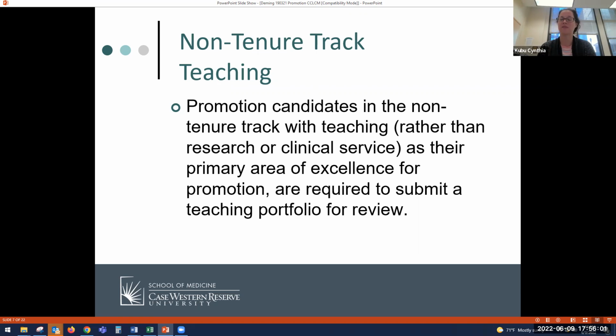So if you identify teaching as your primary area of excellence, teaching and your educational efforts don't always come across very well in your CV, or it's not a full appreciation of everything that goes into teaching. As a requirement to get our reviewers a better understanding of your contributions, your approach, your impact, we require that you have a teaching portfolio.